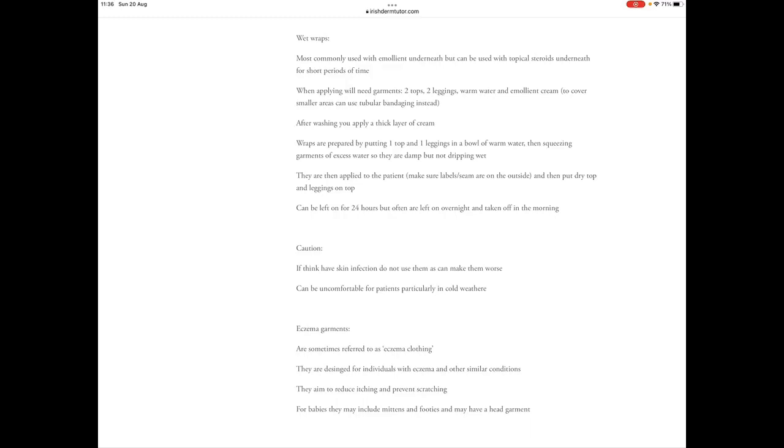And then you put the dry top and leggings on top. Now you can leave wet wraps on for 24 hours, but I think common practice is just to leave them overnight and take them off in the morning. Now again, you need to be cautious. If they have a skin infection, it could make it worse.